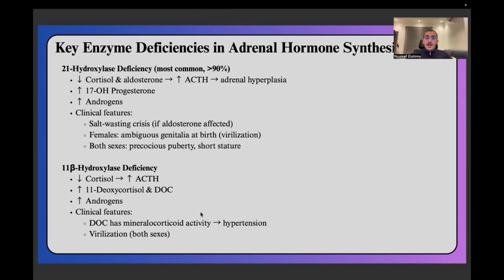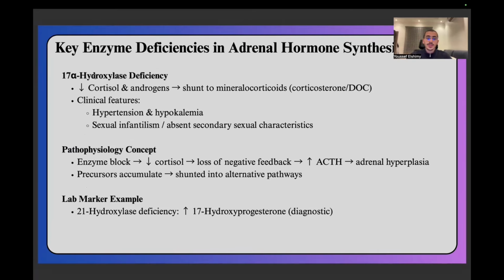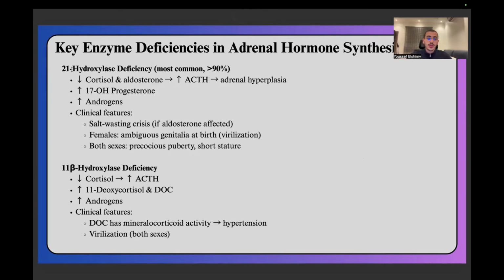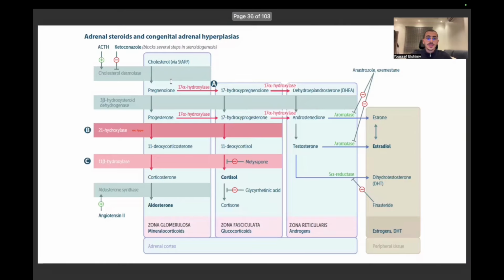Okay. Now we have some conditions in which there are key enzyme deficiencies, and this would lead to congenital adrenal hyperplasia. Congenital adrenal hyperplasia happens when there are congenital defects in some enzymes, and this would lead to the hyperplasia or the growth of the adrenal gland. And we're going to discuss each enzyme defect. We have the 21 hydroxylase deficiency, which is the most common, around 90%. We have the 11 beta hydroxylase deficiency, and we have the 17 alpha hydroxylase deficiency. So, starting with the 21 hydroxylase deficiency, which is the most common, let's have a look.